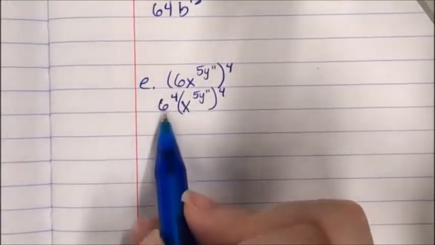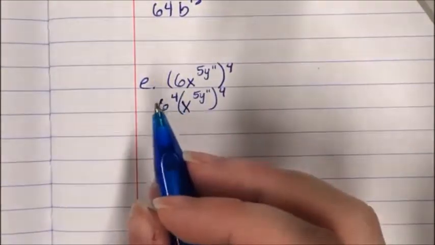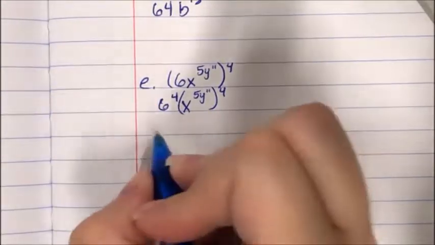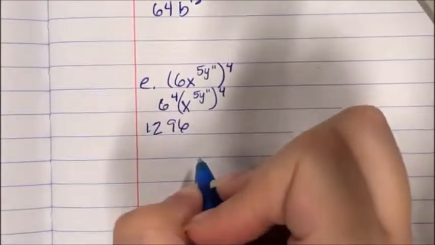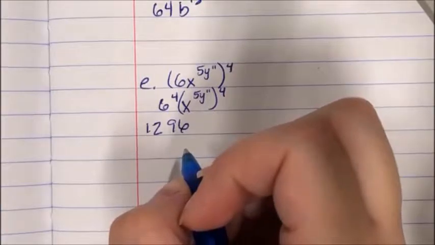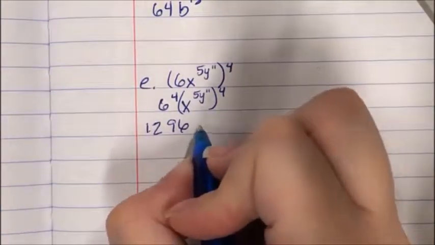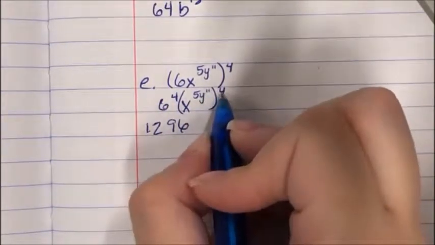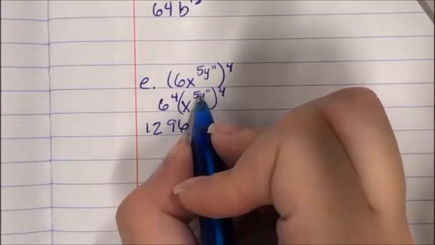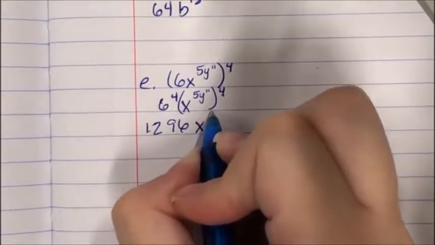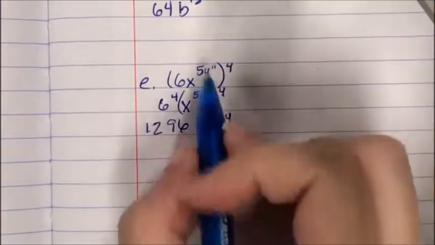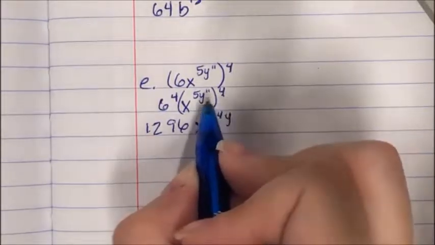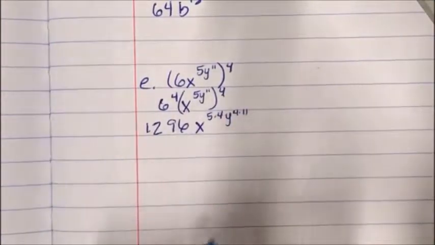Okay. So 6 to the 4th gives me 1,296. Okay. Then I'm going to multiply all this. So I distribute 4 times 5y to the 11th. Well, 4 times 5 gives me 20, right? So I get x to the 5 times 4, y, and the 11 is also an exponent. So 4 times 11, which gives you 44.